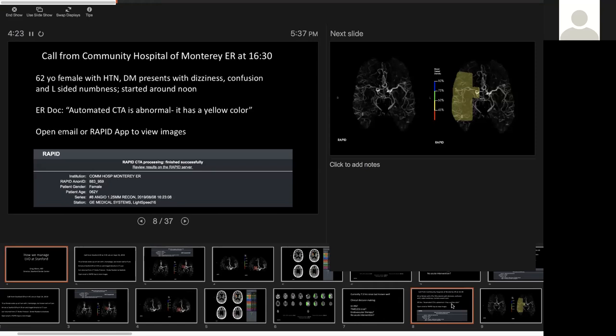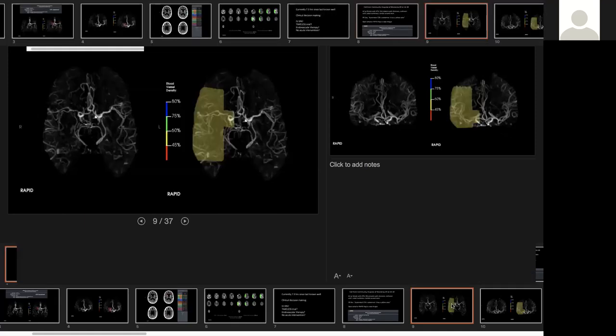So this is a 62-year-old woman. She has hypertension, diabetes. And that afternoon, at about noon, she developed some confusion, dizziness, and some left-sided numbness. The emergency room doc has access to these images, and he says that the automated CT angiogram is not right. It is showing some yellow color. And that's about all. Our ER docs at these centers usually are not ones to take a look at much neuroimaging. So we open the images and we can see this, and indeed there is a yellow color.